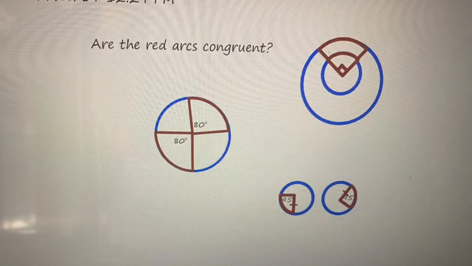Let's look at each example. Are the red arcs congruent? Well, we notice that the one that has 80 degree central angles marked, the arcs are both congruent. What about the one that has 95 degree central angles marked? Yep, the arcs are both congruent. But let's look at the one at the top. Those are not congruent circles, therefore the arcs are not congruent.